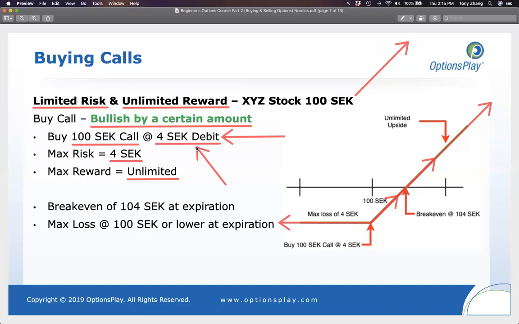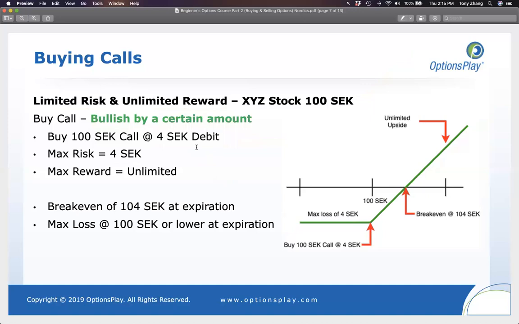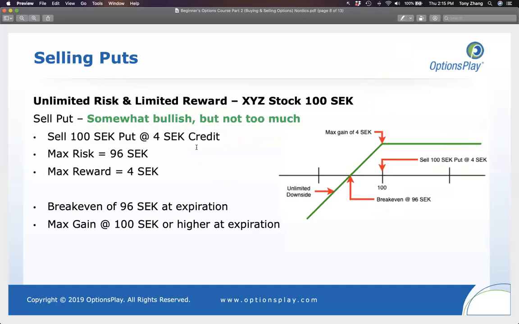Now, what I'm going to do is flip this on a dime and say I'm still bullish on stock XYZ, but let's look at another strategy. I'm still bullish on stock XYZ that's trading at 100 crowns. I think it's going to move higher. Whether it moves 1 crown higher, 5 crowns higher, 10 crowns higher, I'm not sure, but I think it's going to move higher. So we know that selling a put is also a bullish strategy, but what I want to show you here is that technically it's not really a bullish strategy. It's what I call somewhat bullish, but not too much. Now, that might be a little confusing to some people, but think about this for 1 second as I walk you through this particular trade.